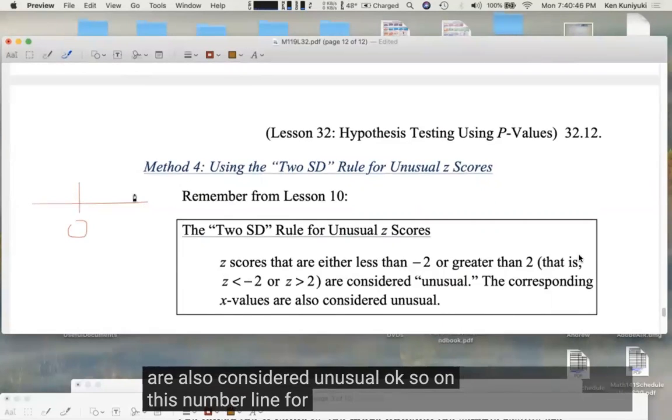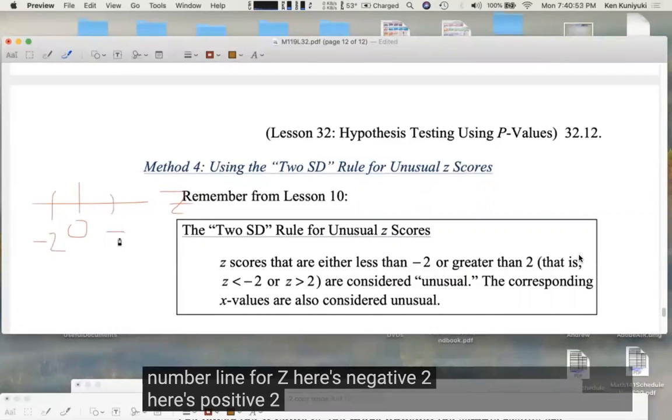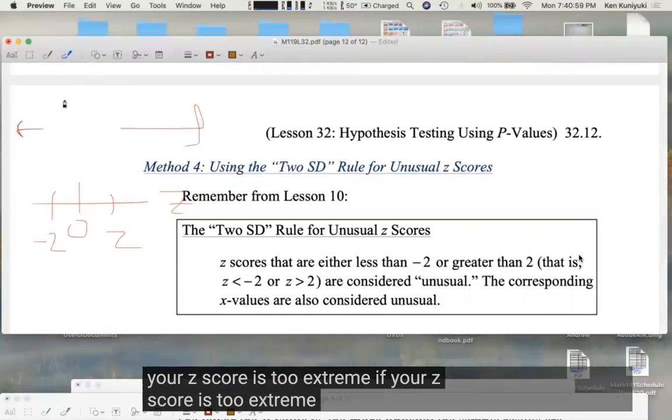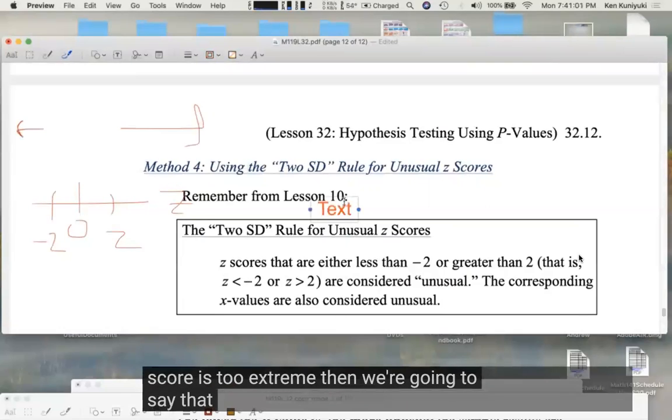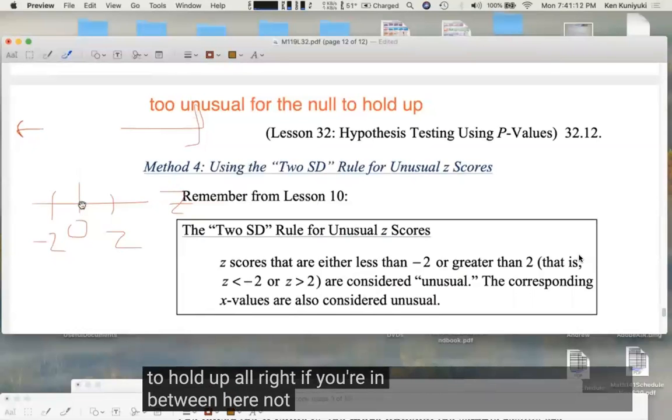And the corresponding x values are also considered unusual. So on this number line for z, here's -2, here's +2. If your z-score is too extreme, then we're going to say that that's too unusual for the null to hold up. If you're in between here, not so unusual.